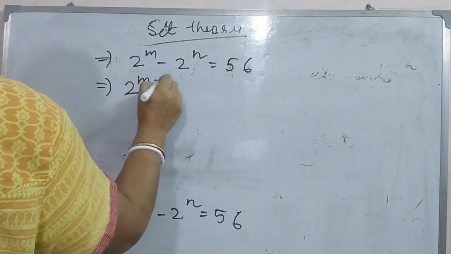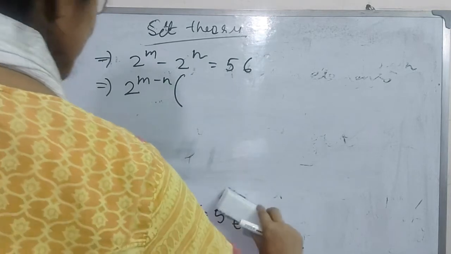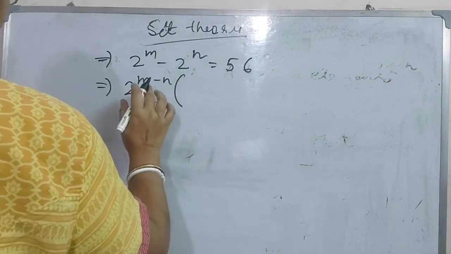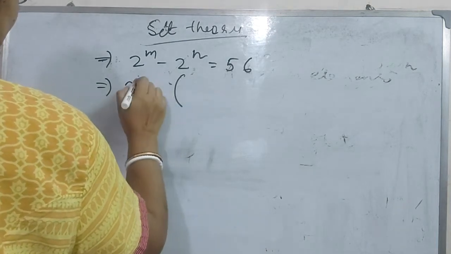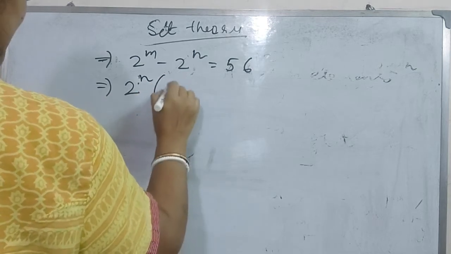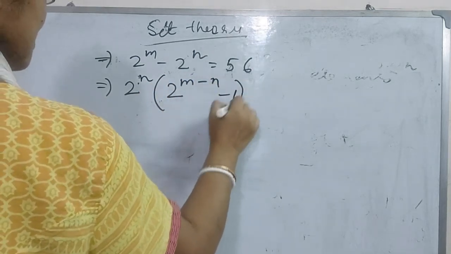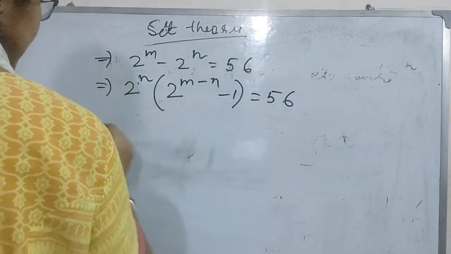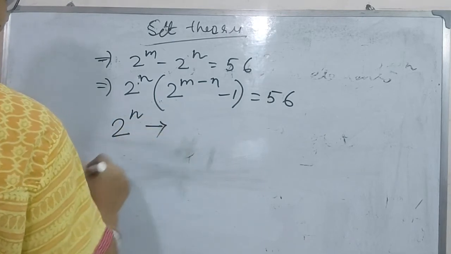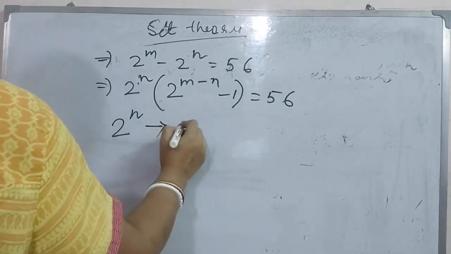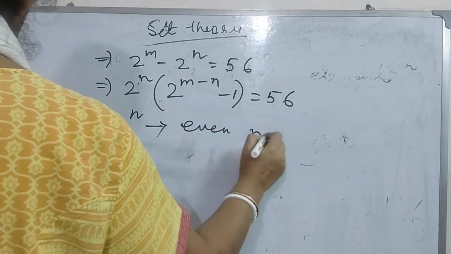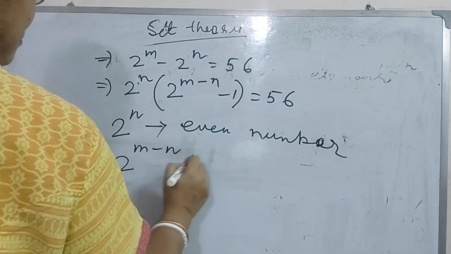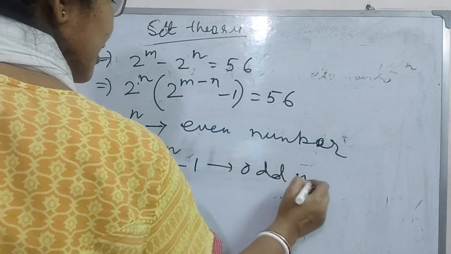So, we have 2 to the power m minus 2 to the power n equal to 56. We take 2 to the power n common from here, then I will get 2 to the power n times (2 to the power m minus n minus 1), that is equal to 56. Here 2 to the power n is always an even number and 2 to the power m minus n minus 1 is always an odd number.